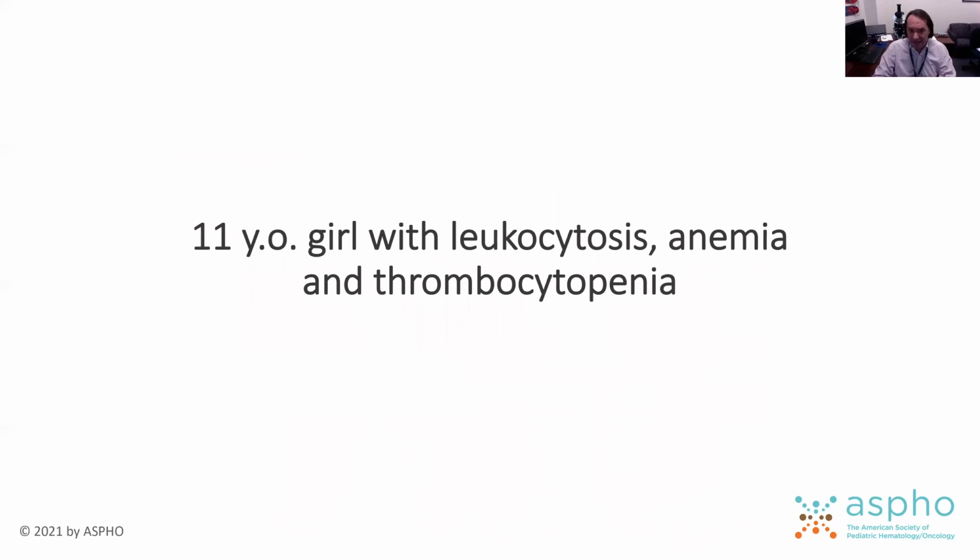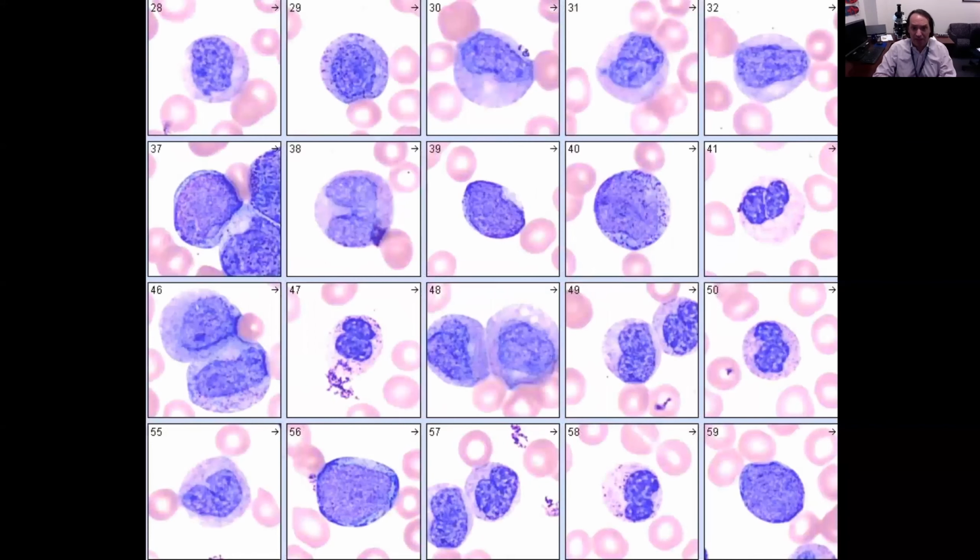Before I discuss that case, I want to go on to another case. Here's an 11-year-old girl with leukocytosis, anemia, and thrombocytopenia. And this is the Cellavision view, so the snapshots of individual cells in her peripheral blood. Here, I actually don't see any classic blast, maybe something getting toward a classic blast. Most of the cells look like immature dysplastic granulocytes in a variety of different stages of differentiation.